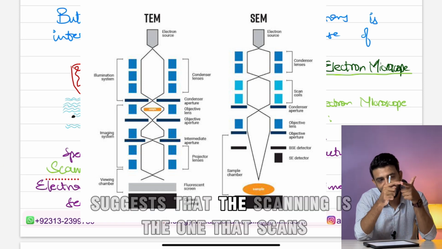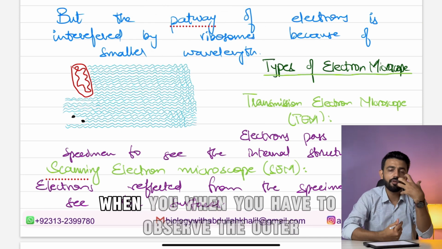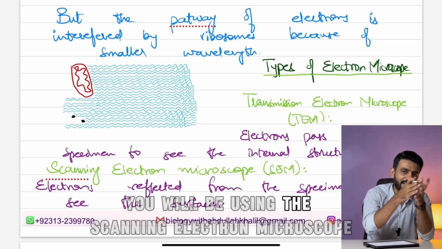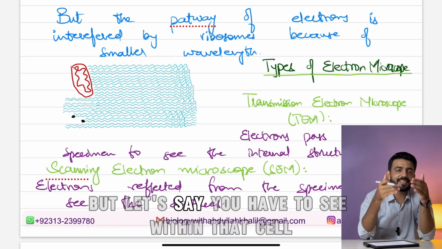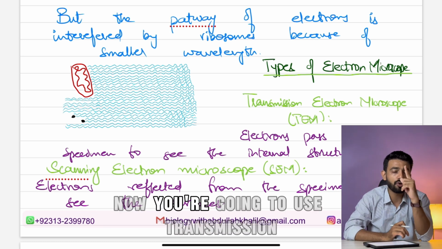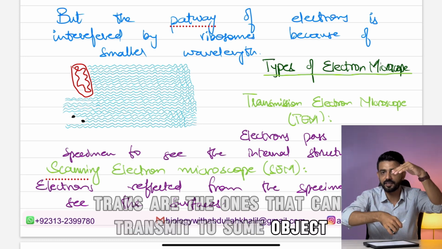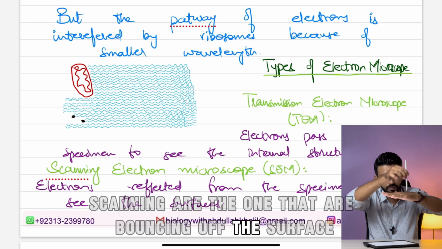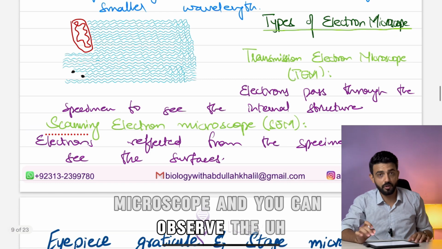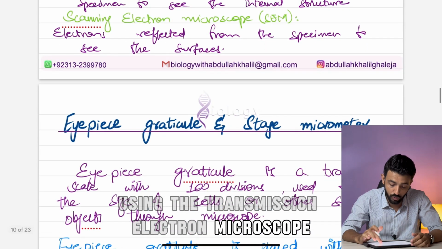The name suggests that the scanning is the one that scans. The outer structures can be seen. When you have to observe the outer structure of something, the surface of something, you will be using the scanning electron microscope. But let's say you have to see within that cell, inside the structure. Now you're going to use transmission. So the transmission electrons are the ones that can transmit through some object. Scanning are the ones that are bouncing off the surface. So you can observe the surface using the scanning electron microscope, and you can observe the internal structures of something using the transmission electron microscope.